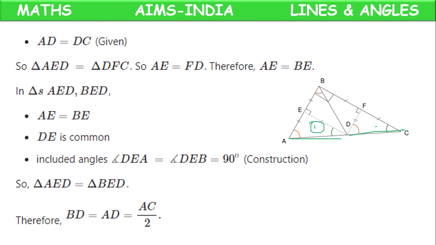In these two triangles, this angle is equal, corresponding angles. This is right angle, construction. Two angles are equal. This AD equal to CD because D is midpoint. One side is also equal. So angle, side, angle property. Two triangles are congruent. So their corresponding parts also will become equal.